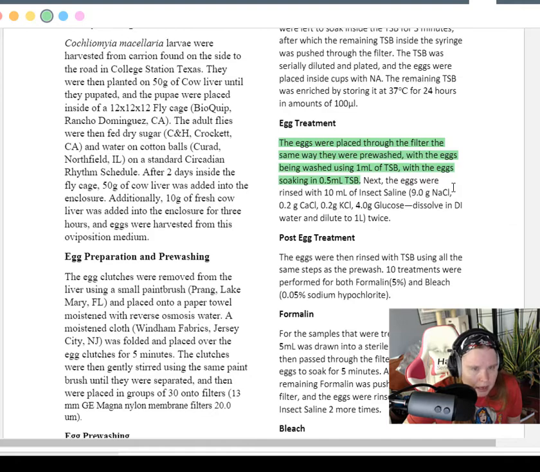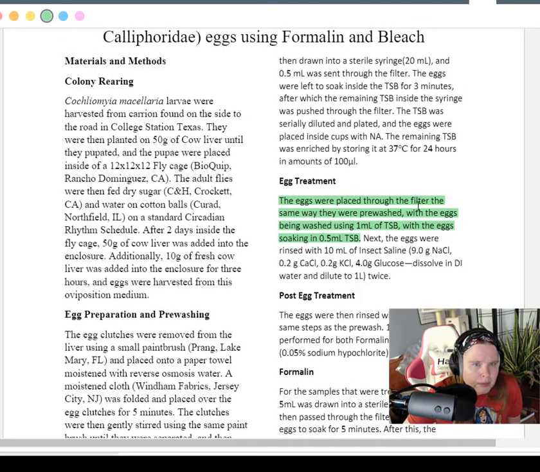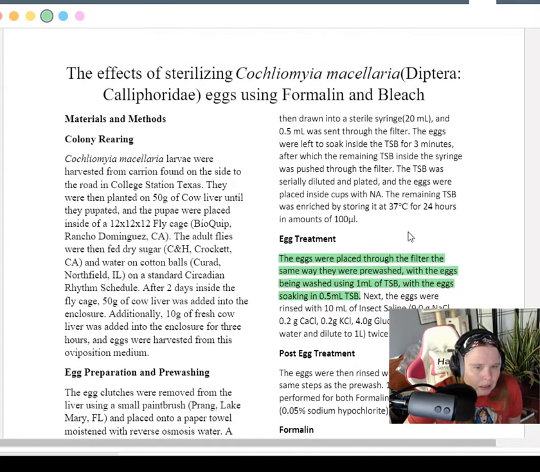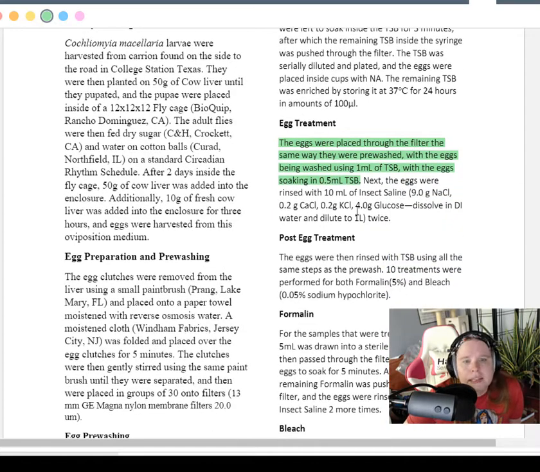Then the eggs were rinsed in 10 milliliters of insect saline. Excellent. So this is the perfect way of writing out insect saline. You've just given the recipe. This is probably the best way for this particular thing to write this out.